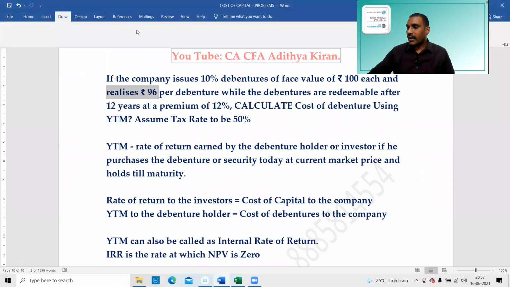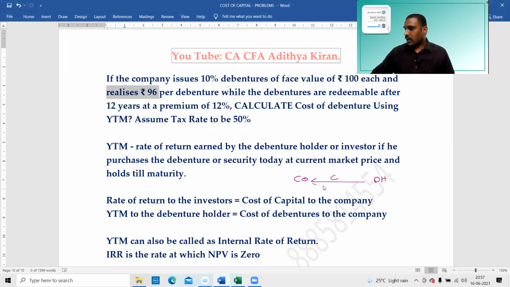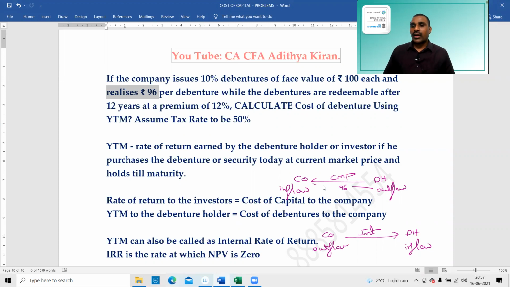Remember, current market price: company, debenture holder. They will pay current market price, 96, so this is outflow to the debenture holders. Later on, company will pay interest to the debenture holders. For the company, current market price is inflow and interest is outflow. Current market price is outflow to the debenture holders and inflow to the company, whereas regular interest payments are outflow to the company and inflow to the debenture holders. So all our calculations are based on the debenture holders' point of view.